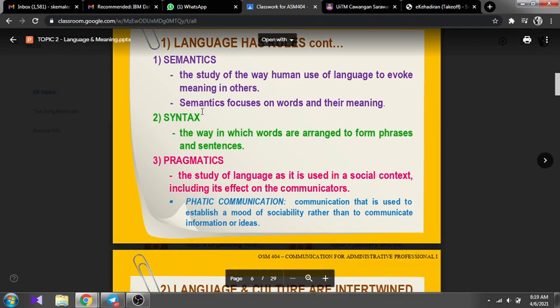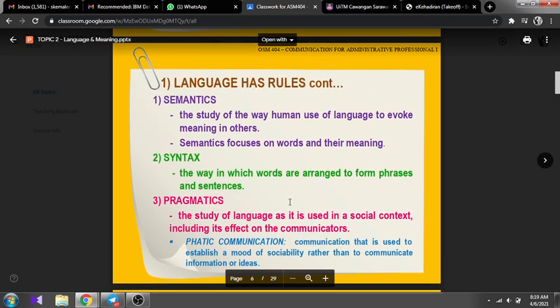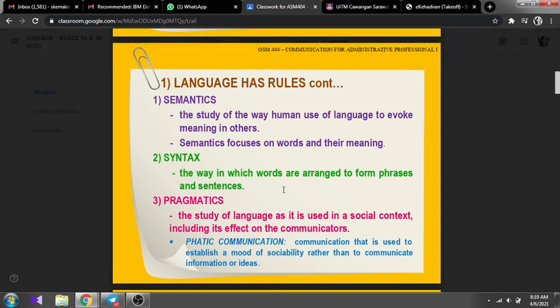Okay, just take notes on it. What is semantics? What is syntax? What is pragmatics? Maybe these questions can appear in your test later on, or the final quiz.